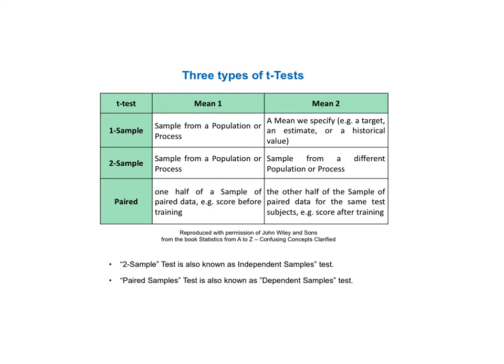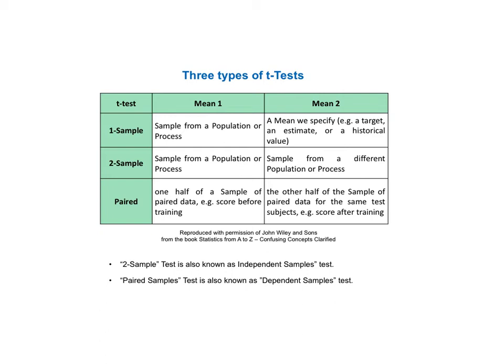Use the t-distribution to compare means using one of these three tests. In the one-sample t-test, we compare the mean of a sample from a population or process to a mean that we specify. The specified mean could be a target mean, say a competitor's mean, or a historical mean, or an estimate, or any other value.